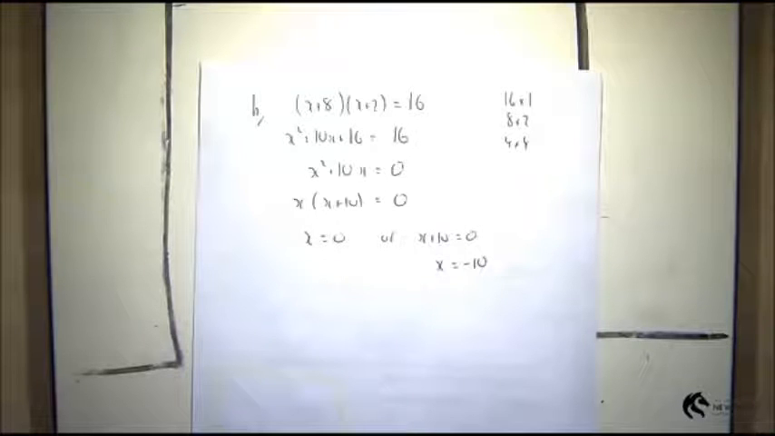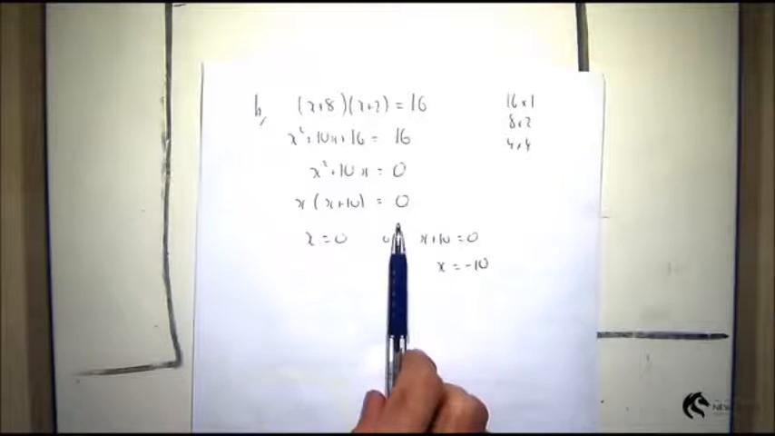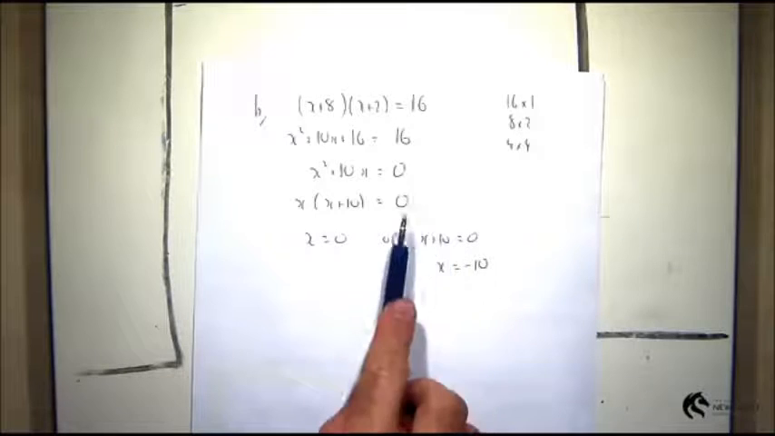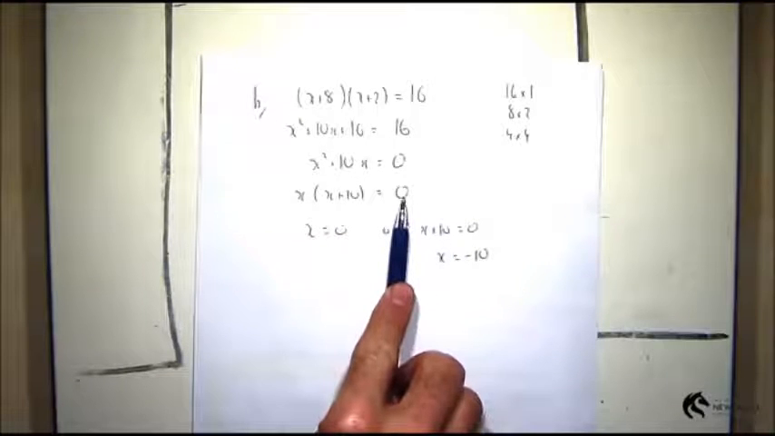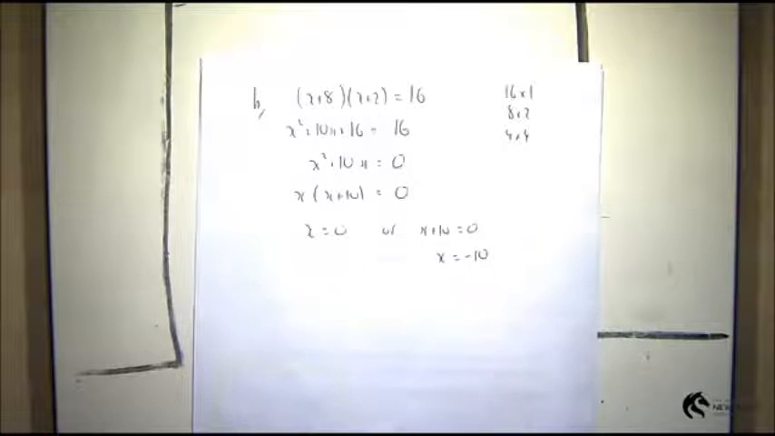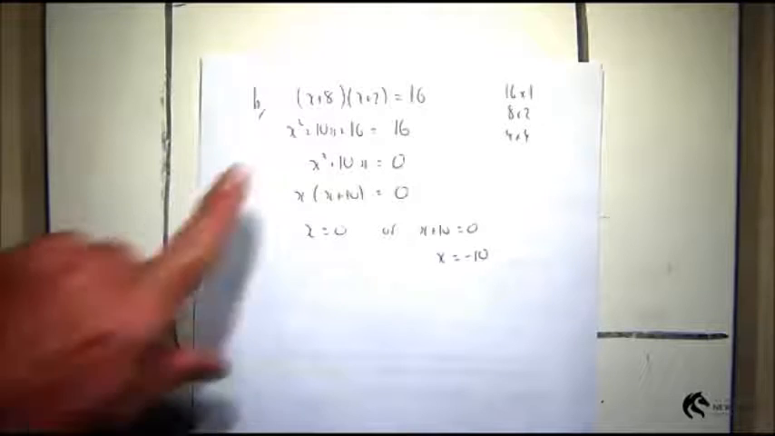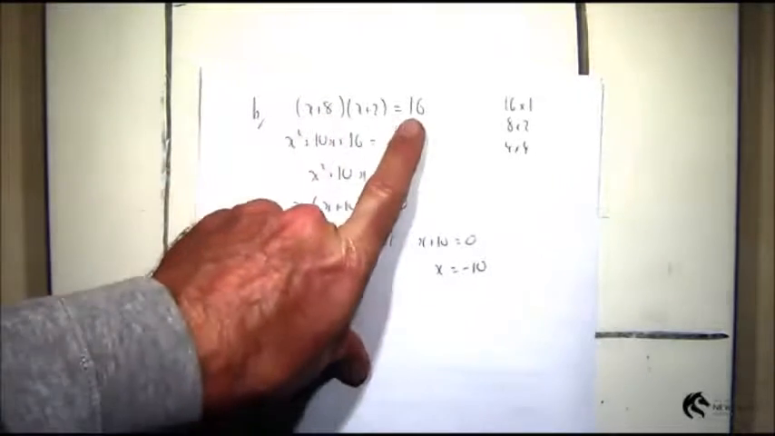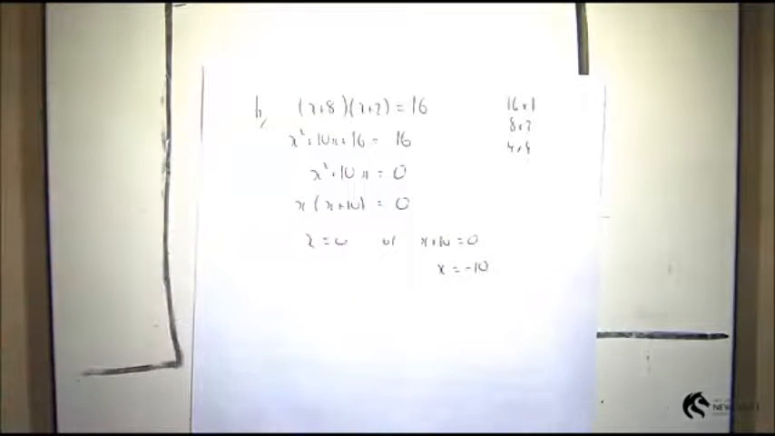Okay, this idea of two numbers multiplying together, one of them has to be 0, only works when the right-hand side is 0. That's the moral of this story. Right-hand side has to be 0 before factorising works. So even though this is factored up here, because the right-hand side isn't 0, it didn't help us in there.